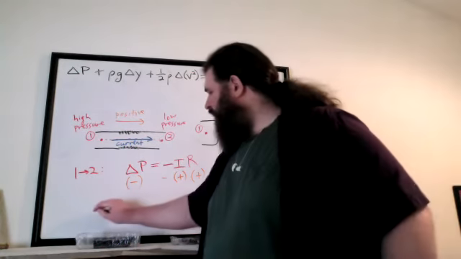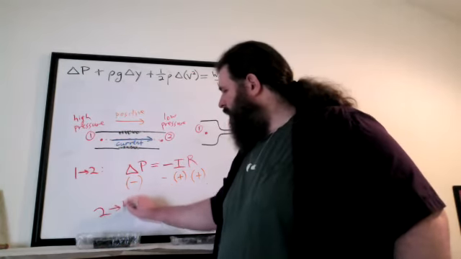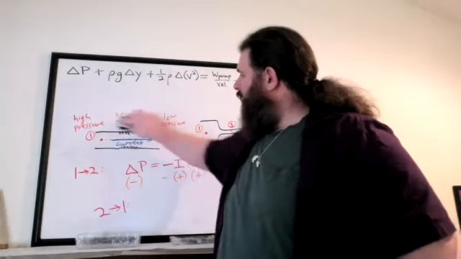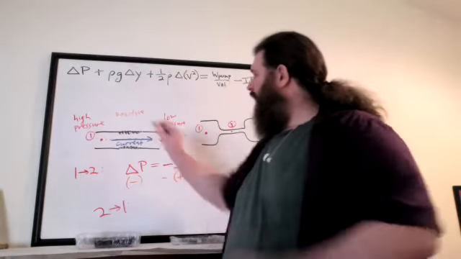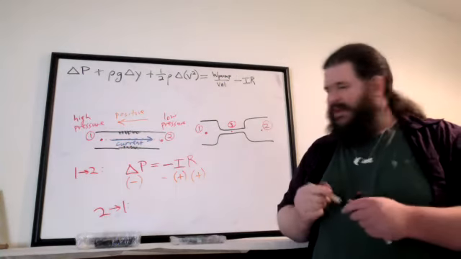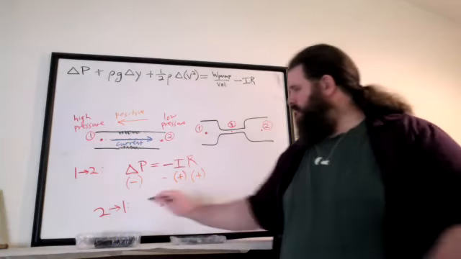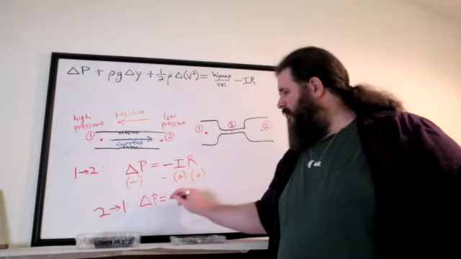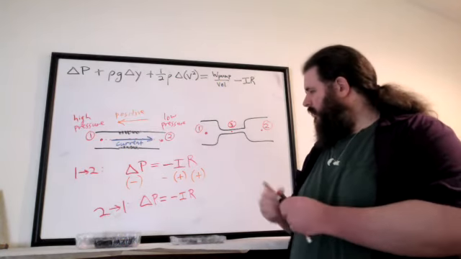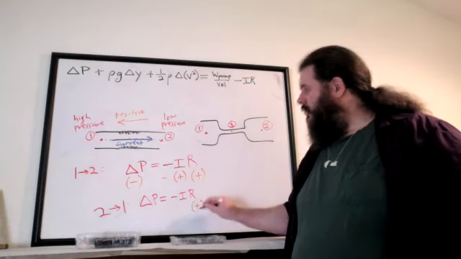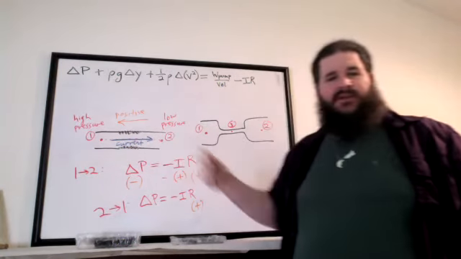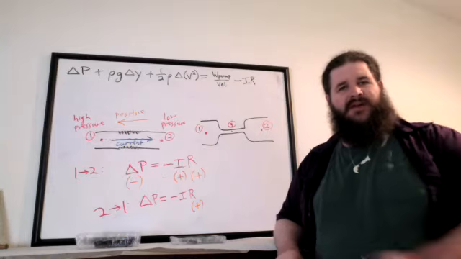If we try organizing this in the opposite direction, if we write out a Bernoulli equation from 2 to 1, let's say we call from right to left the positive direction. Mathematically, there's no reason why we can't. We'd still write out delta pressure equals negative IR. R, as always, is a positive number. But if we're calling to the left the positive direction and the current's actually flowing to the right, what does that tell us about the value of I?